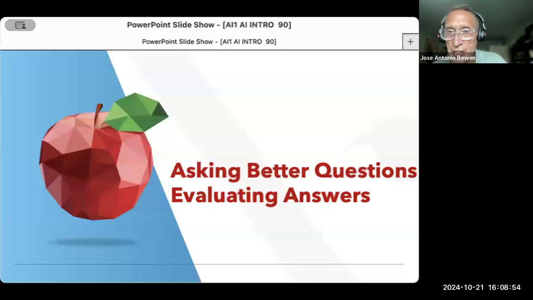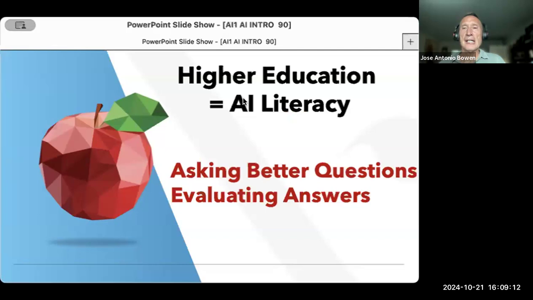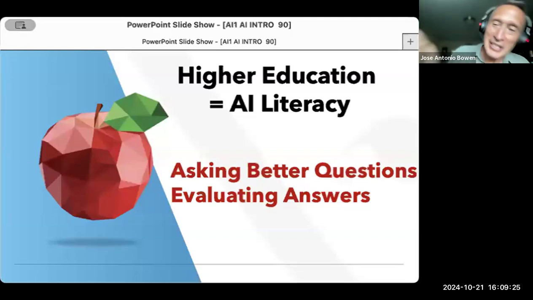But I want you to look at this, right? Does this look familiar? Who in the world, what people on this planet of ours do these two things? Asking better questions and evaluating answers. Well, you know who does that? We do that. And so AI literacy is really about the two things that we're already experts at, right? And we're going to be able to help students. I need you to ask better questions because you get better answers when you ask better questions. But I also need you to evaluate the answers.